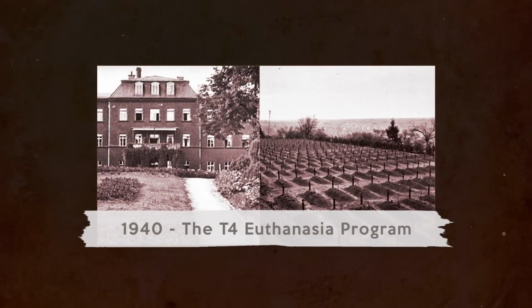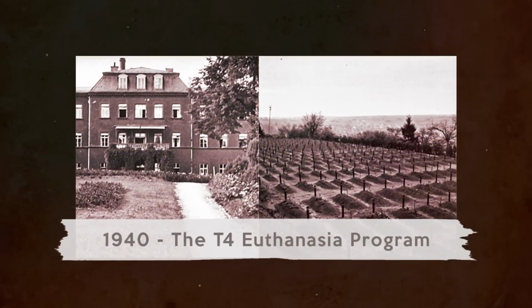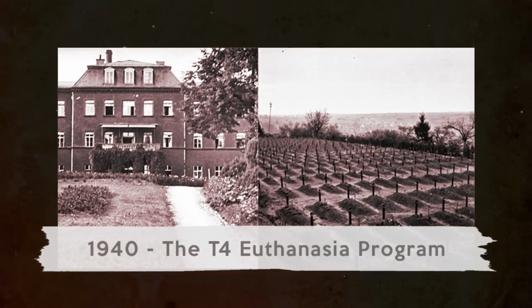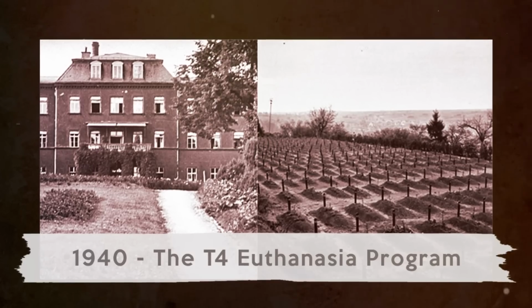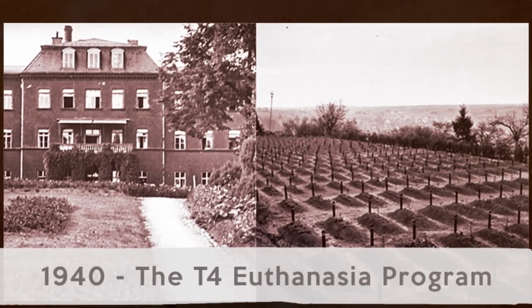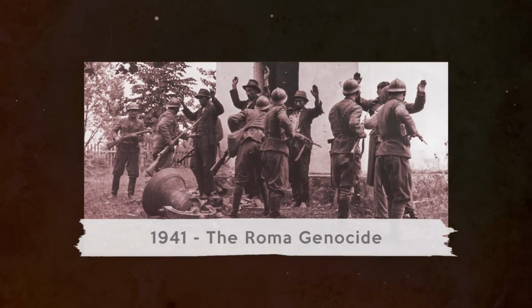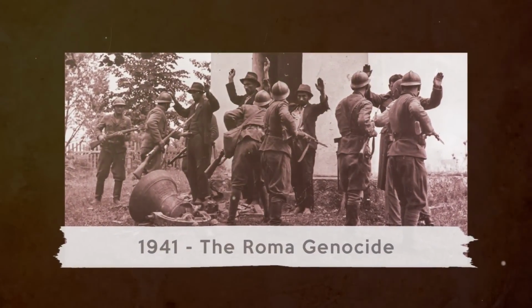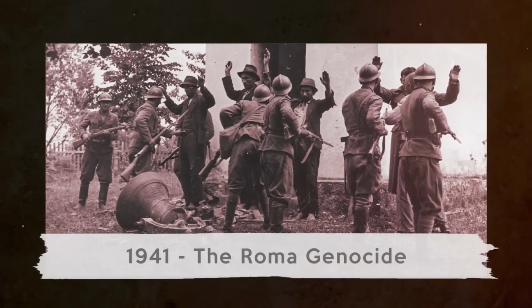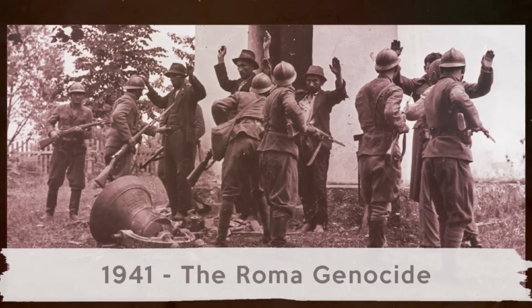1942, Treblinka gas chambers. By 1942, Nazi Germany perfected the use of gas chambers in Treblinka, where over 900,000 Jews were murdered. 1940, the T4 euthanasia program. Starting in 1940, Nazi Germany initiated the T4 program, murdering tens of thousands of disabled individuals under the guise of mercy killings.